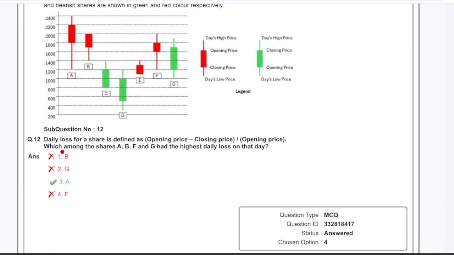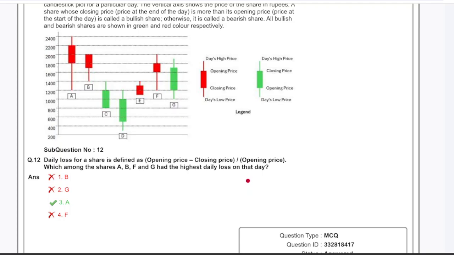Now the next one says daily loss of a share is defined as opening price minus closing price divided by opening price. Which among the shares A, B, F, and G had the highest daily loss on that day? Now one thing we know, for something to be highest, numerator has to be maximum and denominator has to be minimum. So on that basis, for A, it is opening minus closing. The difference is going to be 2200 minus 1800, that is 400, divided by the opening, which is 2200.